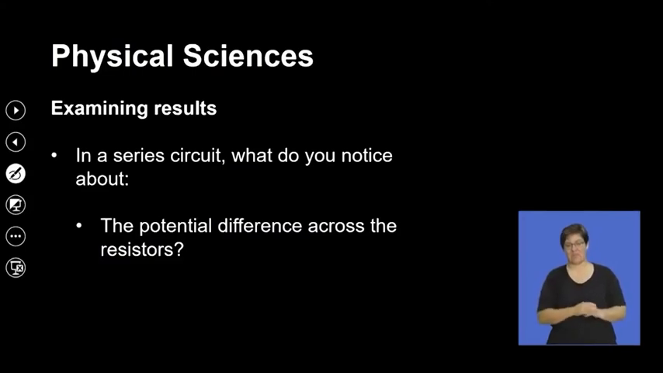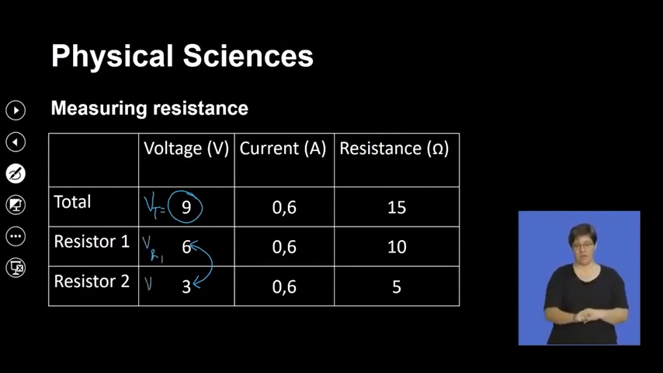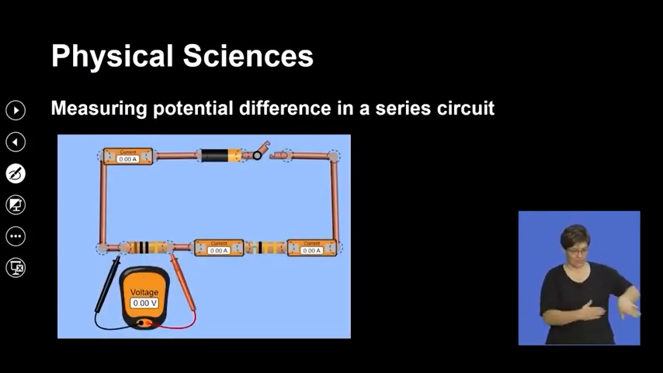Okay, so we realized that the 6 plus 3 gave us the total of 9. So this is V total, this is V across R1, and this is V across R2, right? So if you add the 3 plus 6, you get that 9. Okay, so we've done that.